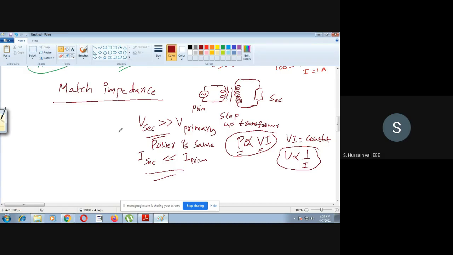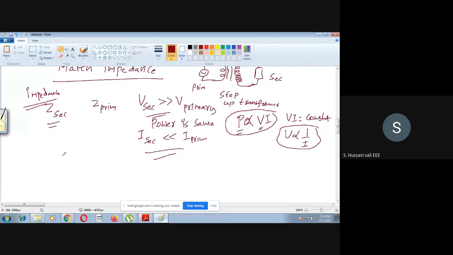So what about Z secondary and Z primary? Z is nothing but impedance. So what will happen to Z secondary and what will happen to Z primary? Then we will take one simple example. I have a step-up transformer. I will take a very simple example so that you will understand easily.